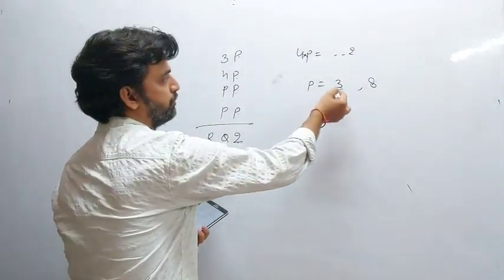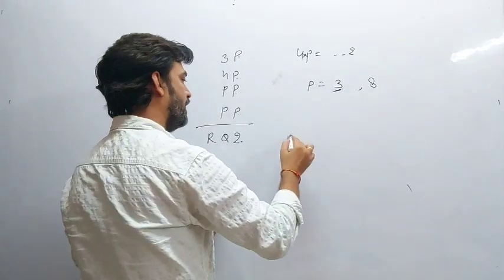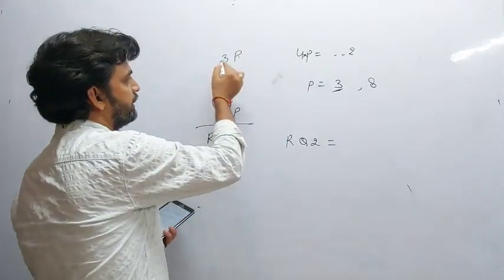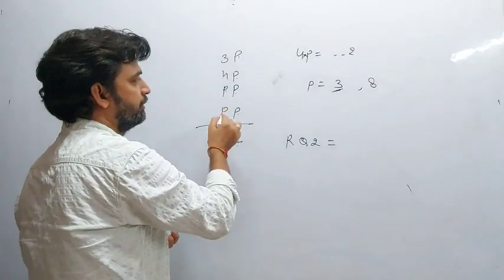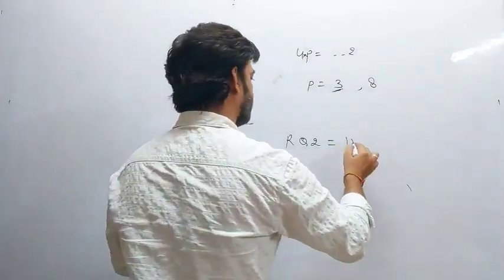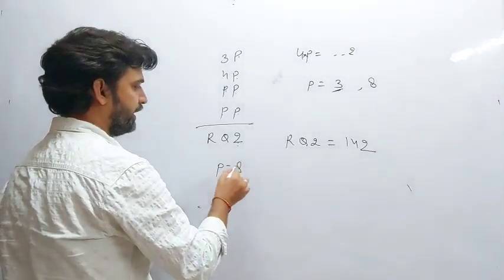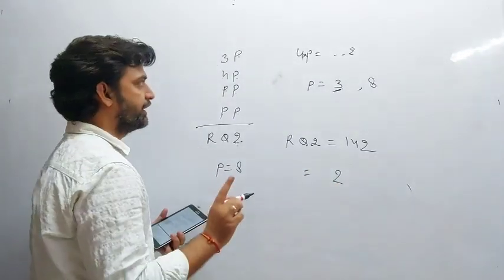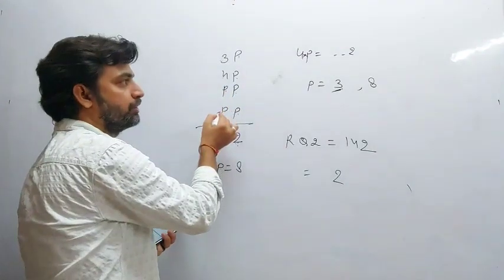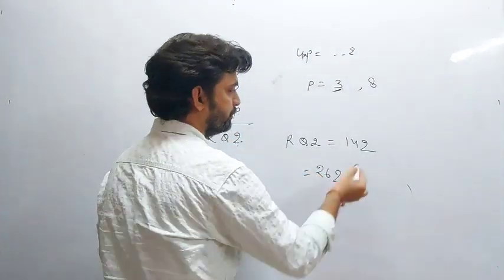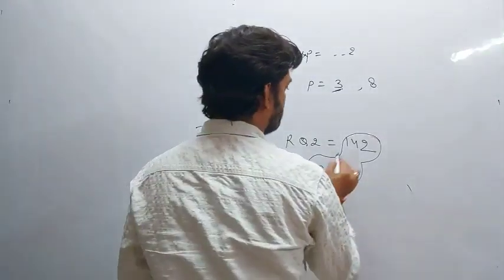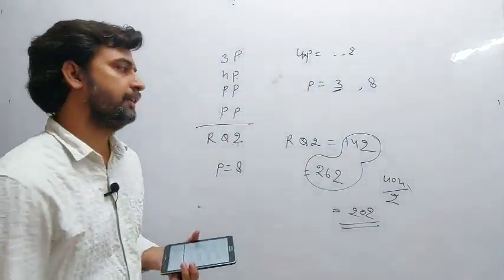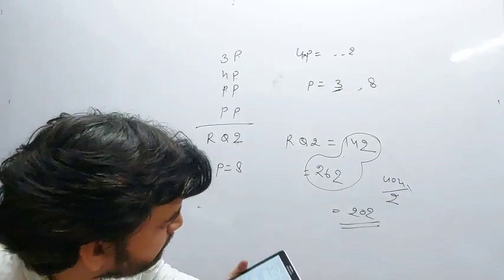So when P is 3, the RQ2 becomes 142. When P is equal to 8, taking 8 for the 32, the 2 is there already, no problem. Carry forward 3, and we get 262. We need to find out the average of these two. 142 plus 262 is 404, divided by 2, that means 202 is your answer. So the answer is 202.